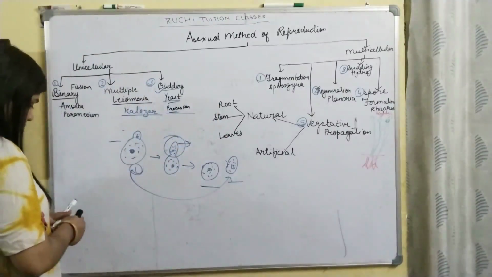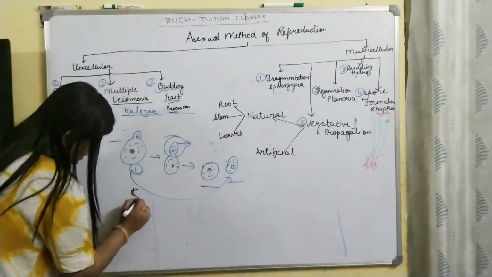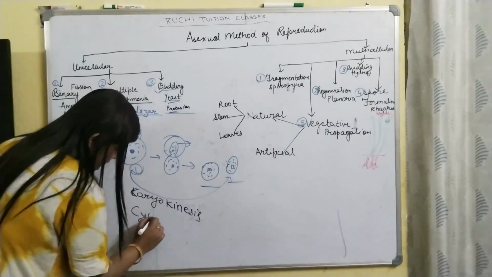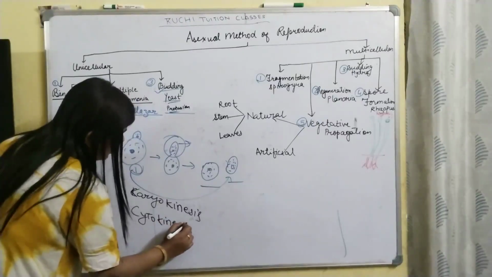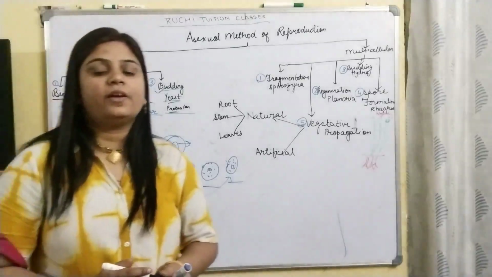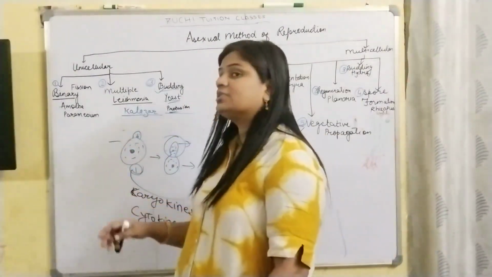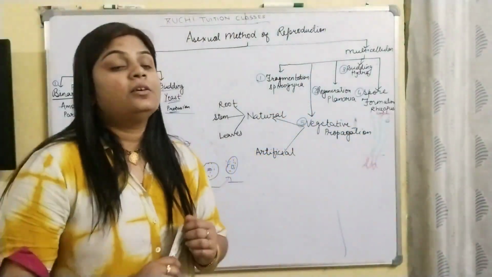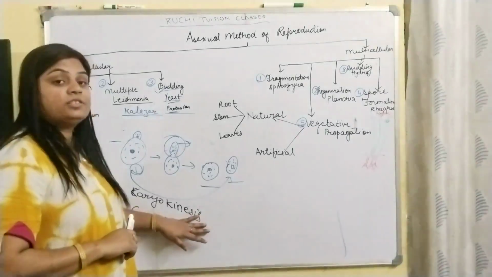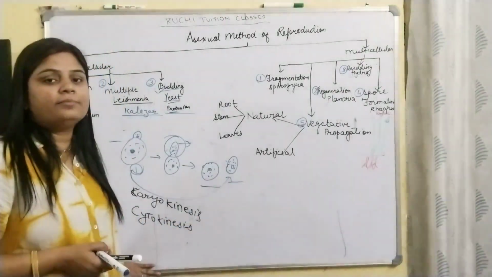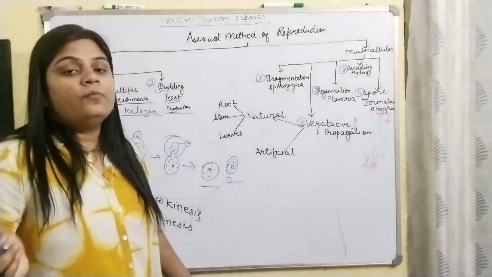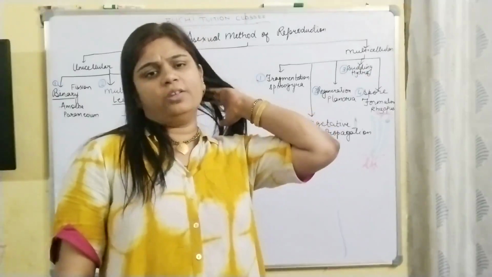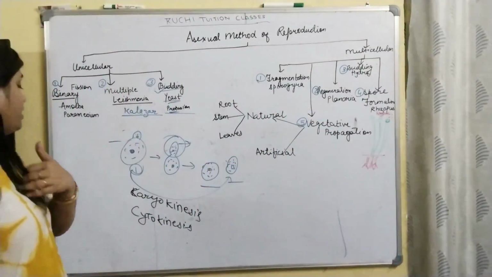One more thing is there: two processes are there. One is karyokinesis and another is cytokinesis. What happens in karyokinesis and cytokinesis? Whenever a unicellular organism divides, first karyokinesis happens. Karyo means nucleus and kinesis means division. So first the nucleus divides, then the cytoplasm divides, which is cytokinesis. So remember the words cyto, karyo and kinesis: kinesis means division, cyto means cytoplasm, karyo means nucleus.